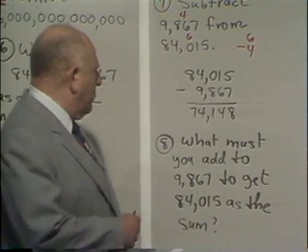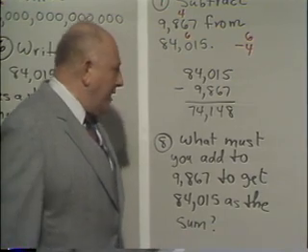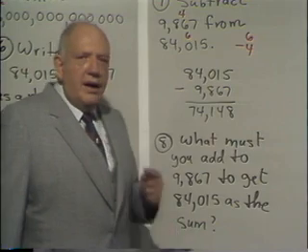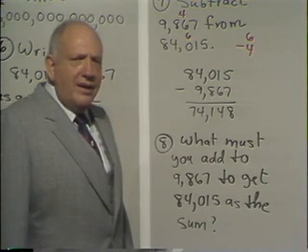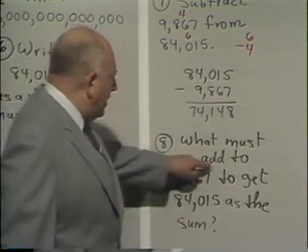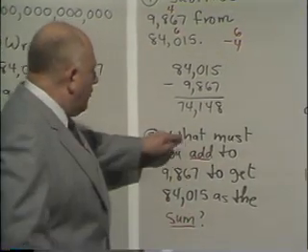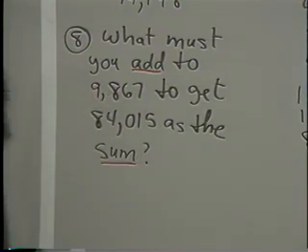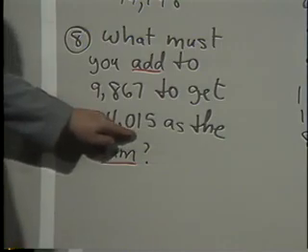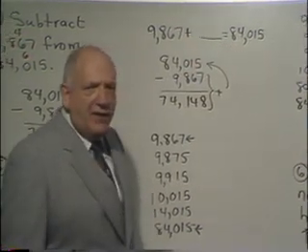Now let's look at problem number 8. Problem number 8 says, what must you add to 9,867 to get 84,015 as the sum? Again, be careful here. If you read this too fast, what does this problem sound like? It sounds like an addition problem. See, look at the buzzwords. What must you add to get something as the sum? But if you read this thing carefully, it doesn't say what happens if you add 9,867 to 84,015. It says, what must you add to 9,867 to get 84,015 as the sum?